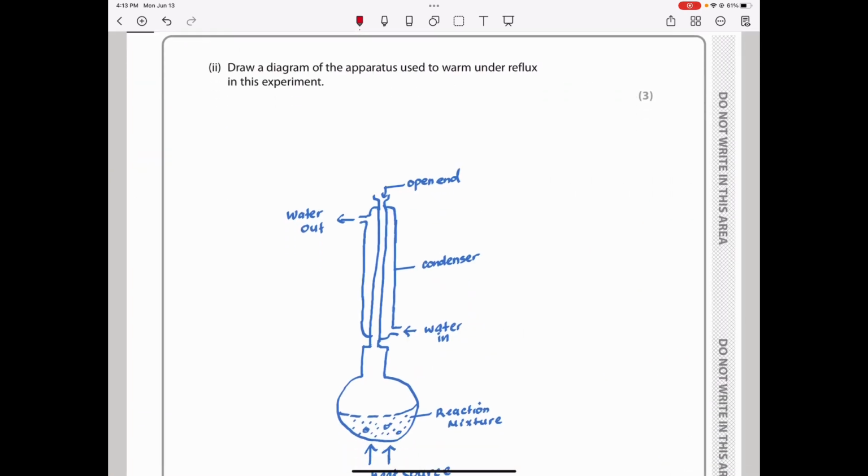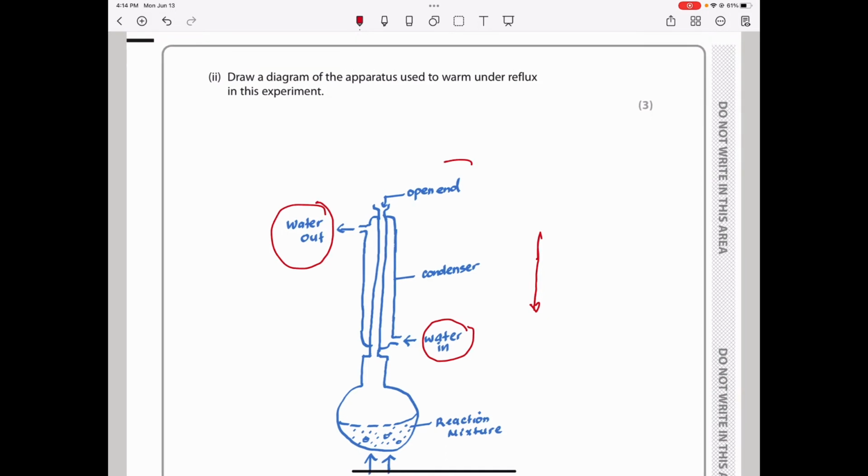Of course, here they say draw a diagram of the apparatus used to warm under reflux in this experiment. Now, when you're drawing a reflux condenser, you have to put the condenser vertically. It has to be straight vertical. Water in should be at the bottom and water out should be at the top. This part here should be open. That end should never be closed, because if it's closed, then pressure is going to build up in here, which we are not interested in happening. So we have to make sure it's open.